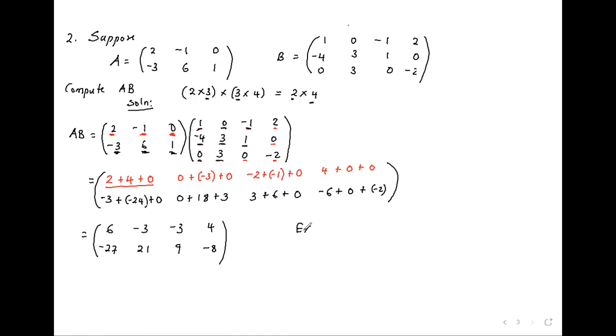So just here, I give you an exercise. So if A is equal to 1, 2, 3, and B is equal to -1, -4, 8. Compute 1, AB and 2, BA.